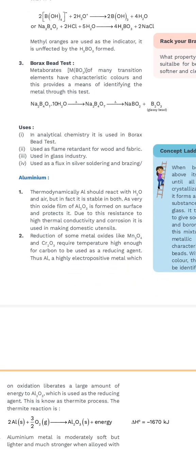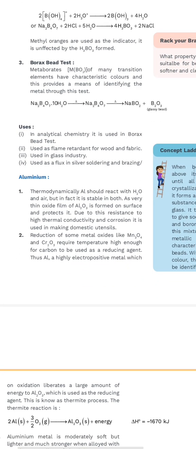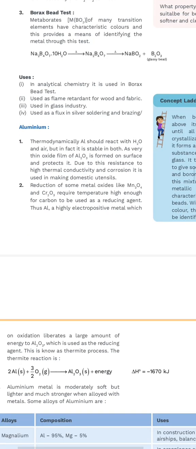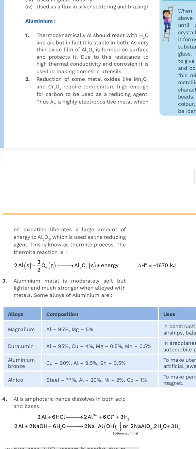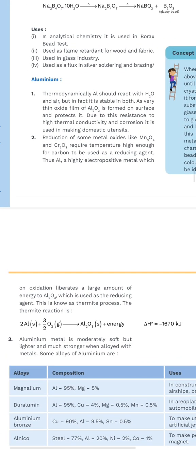Borax bead test. Metaborates of many transition elements have characteristic colors, and this provides a means of identifying the metal through this test. Uses. In analytical chemistry, it is used as the borax bead test. Used as a flame retardant for wood and fabric, used in the glass industry, used as a flux in silver soldering and brazing. So the second element of group 13 is aluminium.